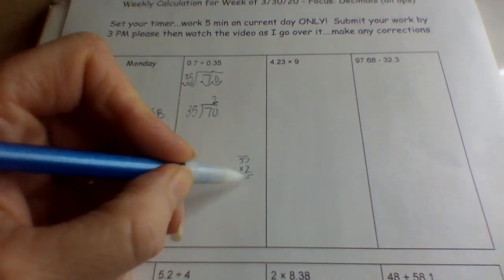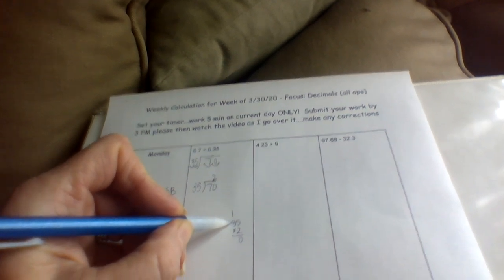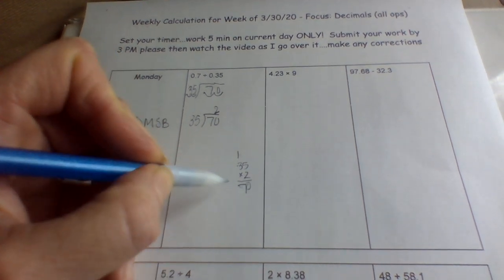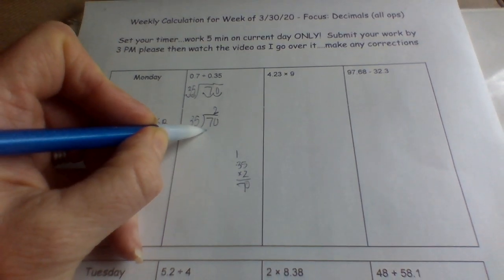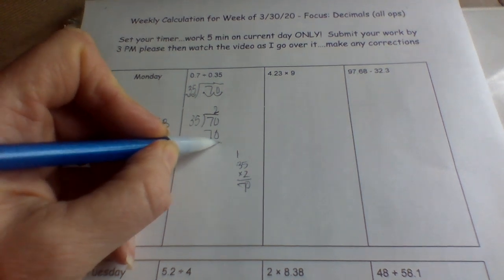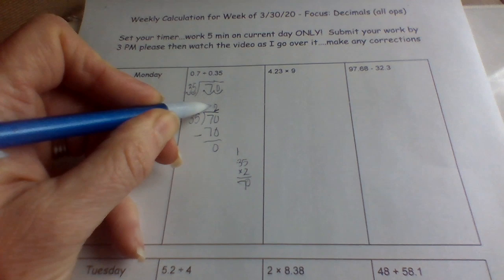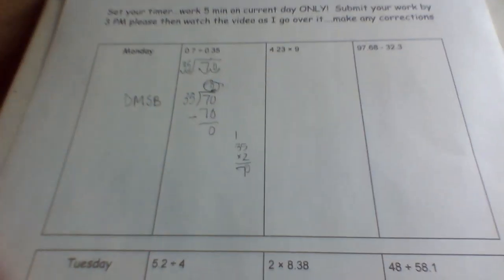When I have my double digit, I'm going to do this number times this one. 2 times 5 is 10. Carry my 1. 2 times 3 is 6, plus my 1 is 7. So I'm going to end up with 70. And then I'm going to subtract, and I have 0 left. So my final answer here is 2.